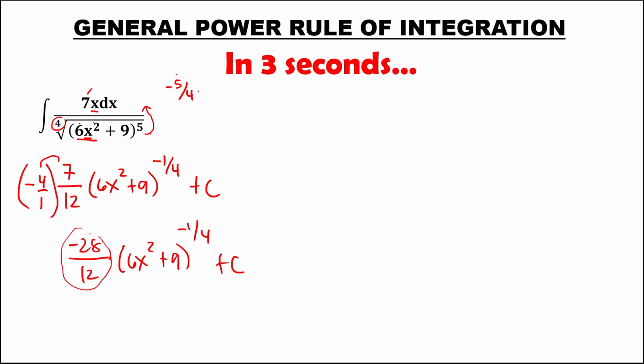Then we need to reduce. So this one is divisible by 4. So we have now negative 7 over 3. Then (6x² + 9) to the power negative 1 over 4 plus c.